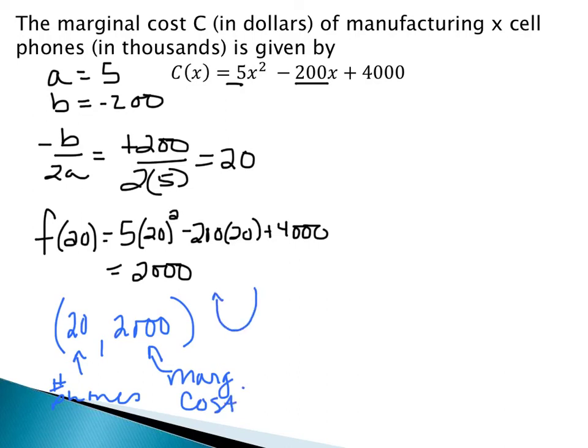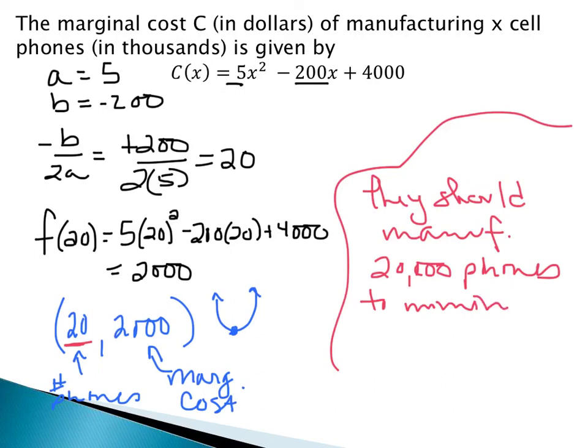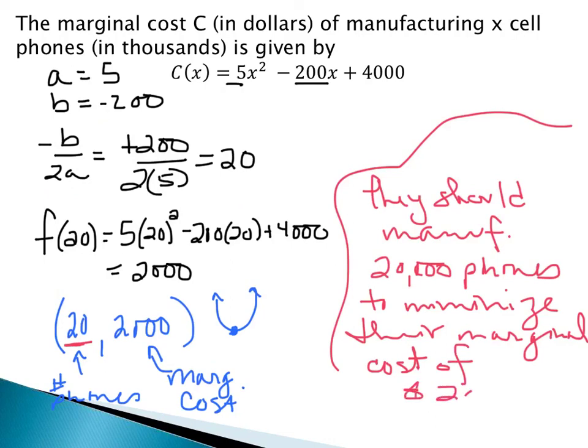Remember, we've got our parabola facing like this, and you just found this vertex. And so what should they do for manufacturing? They should manufacture, and the 20 for the cell phones here is in thousands, so it's 20,000 phones to minimize their marginal cost. And their marginal cost is going to be 2,000.